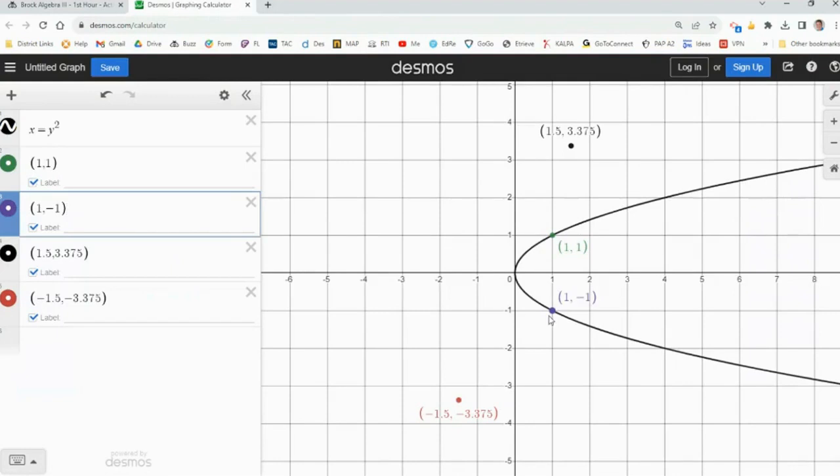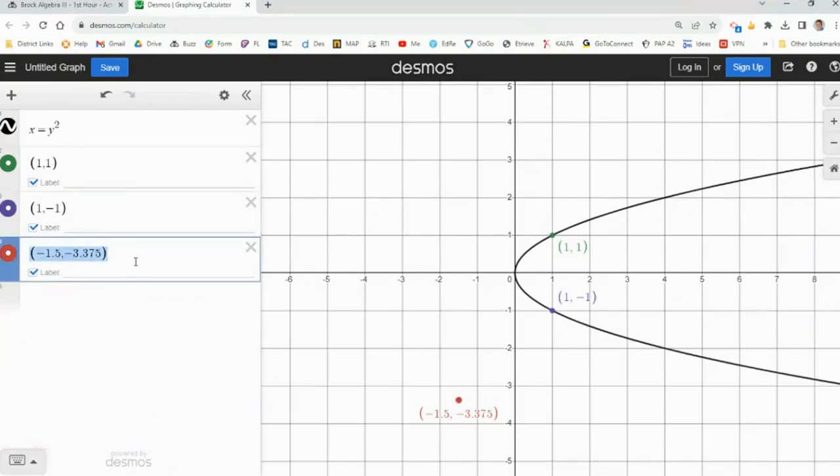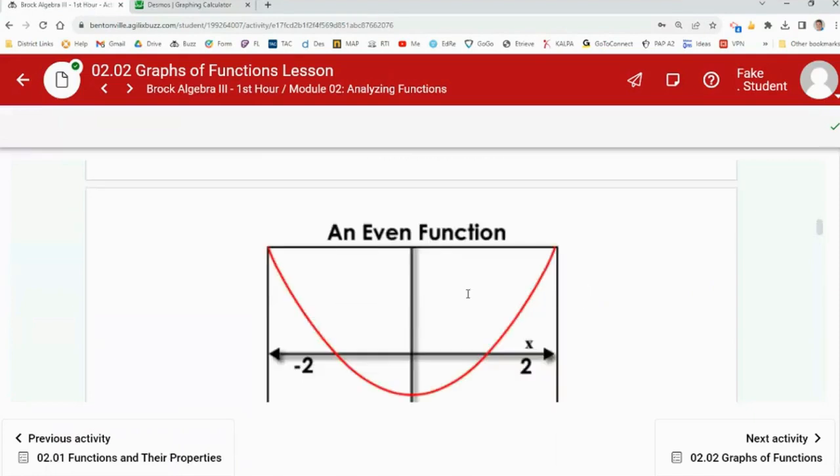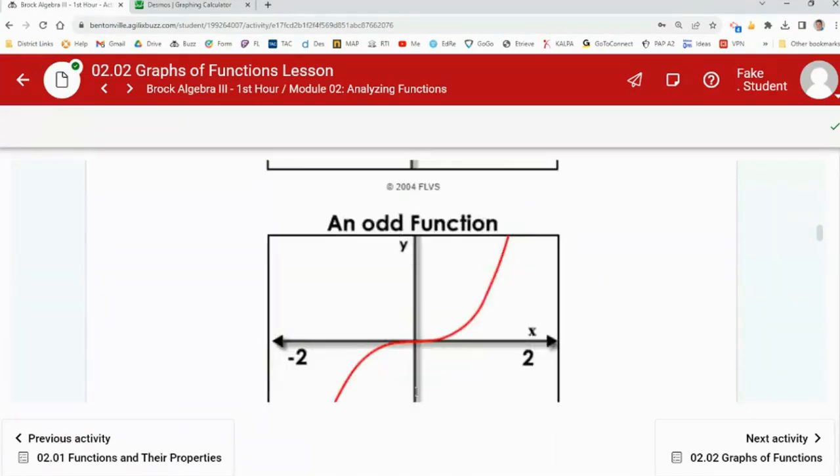This is not a function. You're like, what? That's right, because it fails the vertical line test. It's got two different values for the same x. This is not a function. So it can't be an even or odd function because it's not a function. The only things that are even and odd are symmetric to the y-axis or symmetric to the origin.